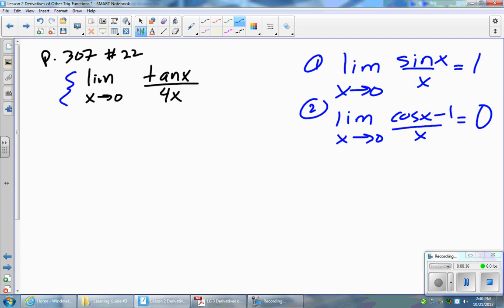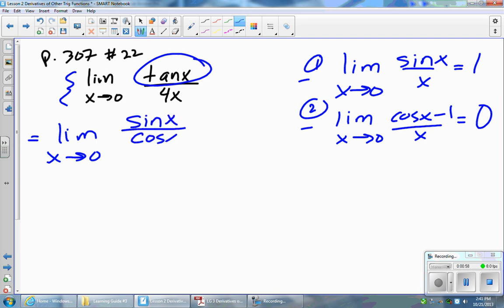So here's an example where you have a tan x involved. Since we don't have any limits involving tan, and only sine x and cos x, you want to apply one of your identities here. And that identity is going to get rid of this tan x and rewrite it as a sine over cosine. So tan x is the same thing as sine x over cos x. But this is still divided by 4x here.